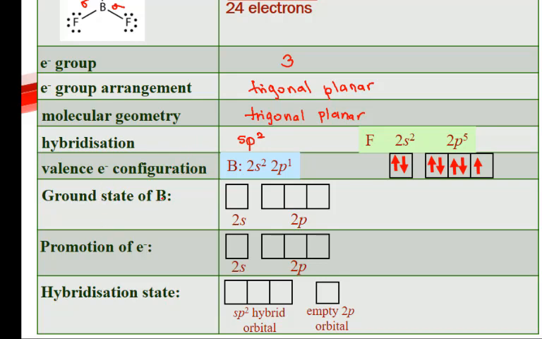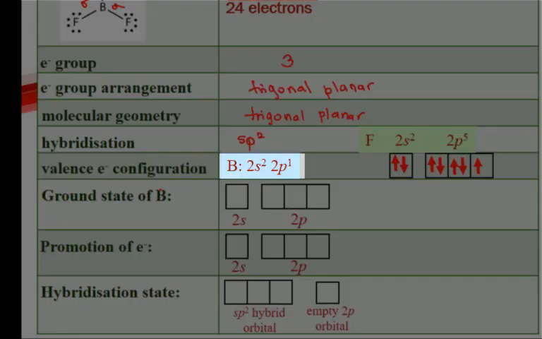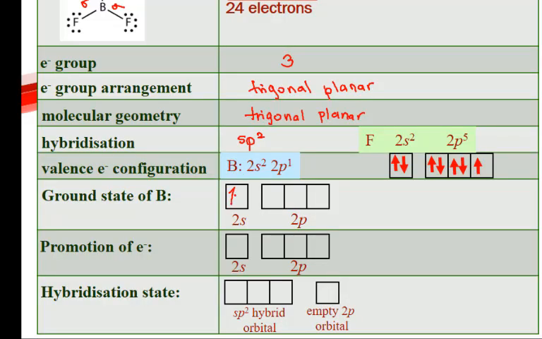Okay, let's go to the first step. Valence electronic configuration of B is 2s2 2p1. So, the orbital diagram is represented like this.